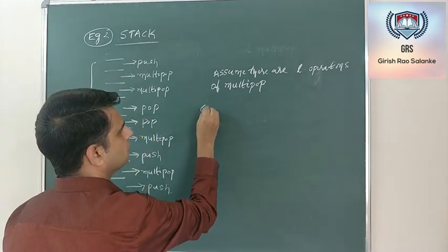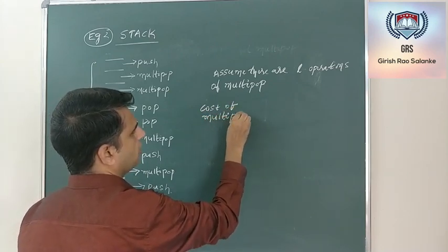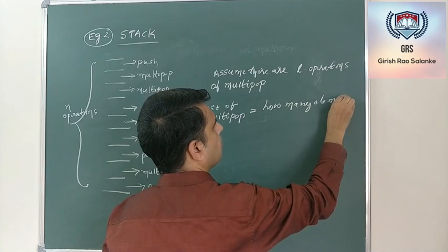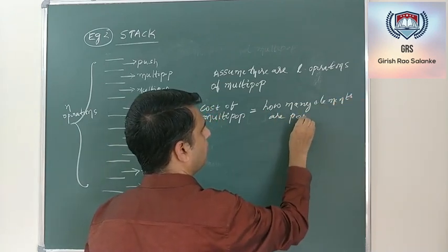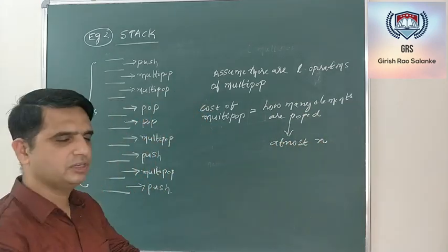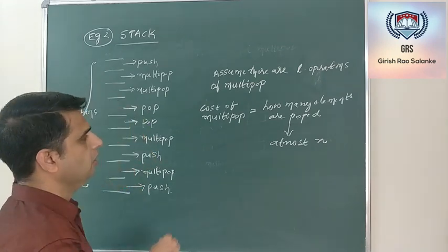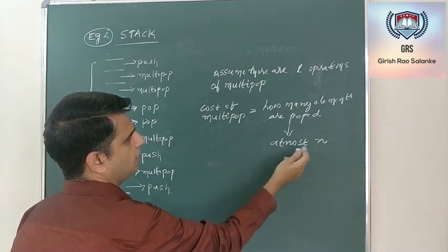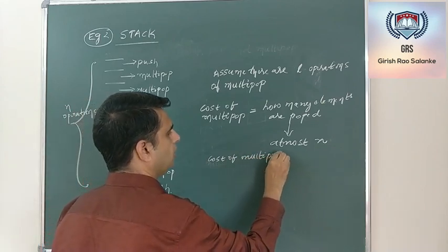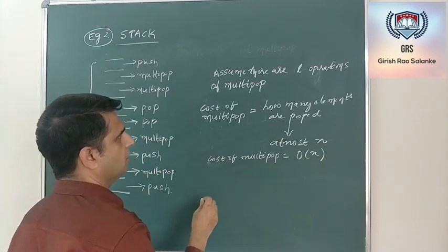Now, what is the cost of this multi-pop? In the sense, how many elements are popped? At most it is n. You saw that at most it can pop n elements. So the cost of multi-pop is order of n. Cost of how many multi-pops? l multi-pop operations.